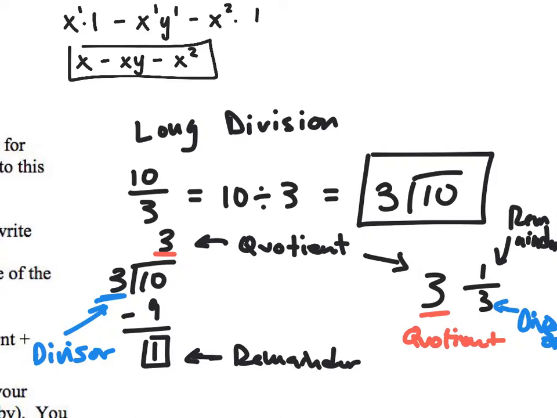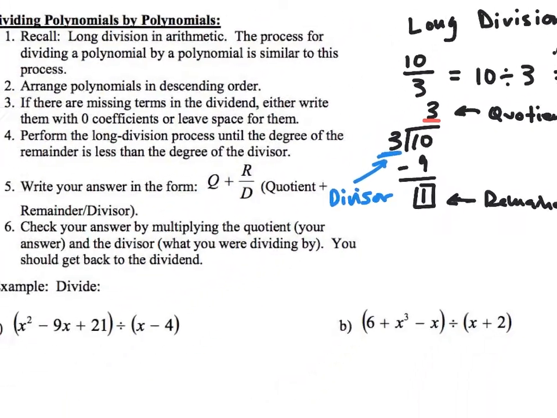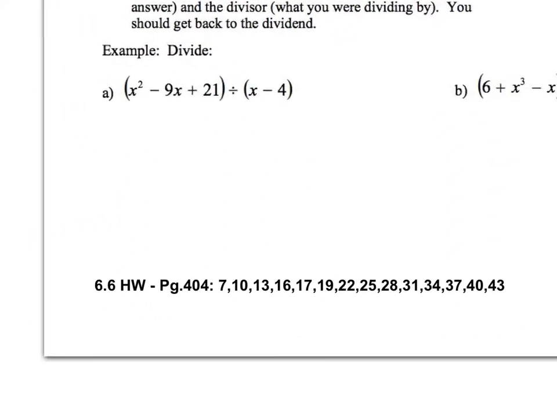Now, if I take 10 divided by 3, we know that if I do this division, all these answers here would give me 3.3 repeating. All right, which is the same thing as writing 3 1/3. Okay, and that's the idea. So that's what we're going to do down here when we do this on polynomials. Okay, so we're going to divide these.